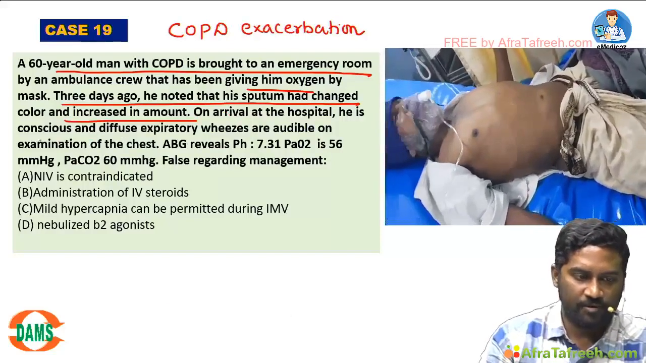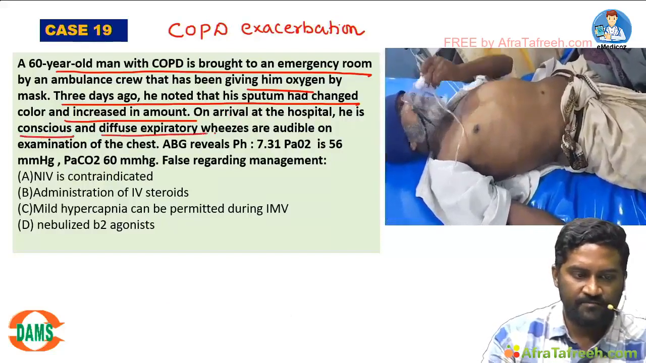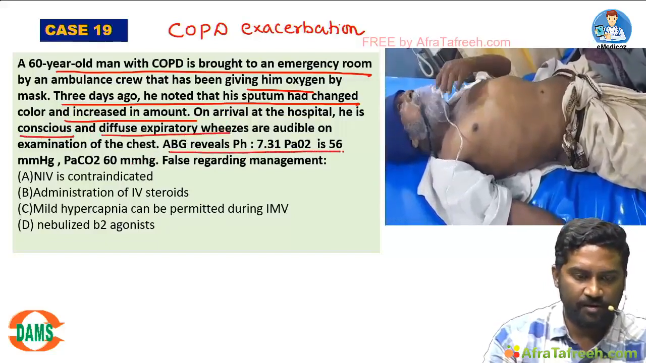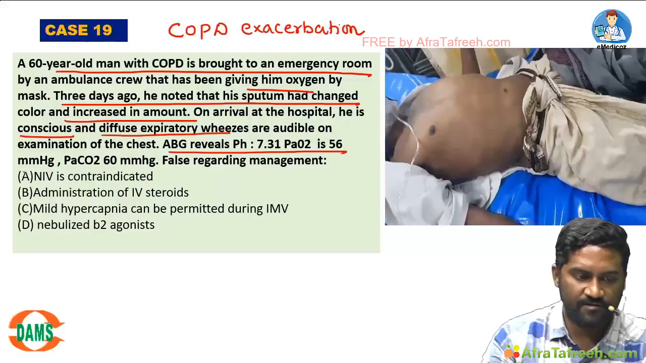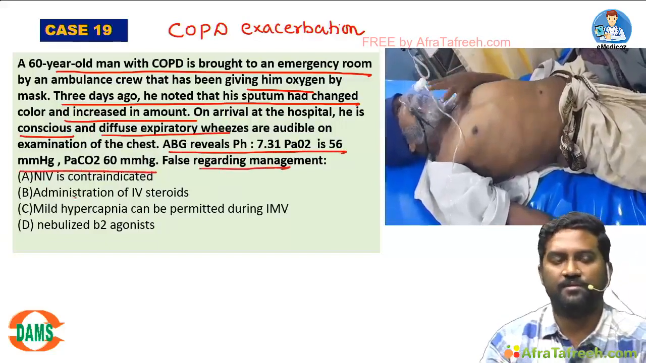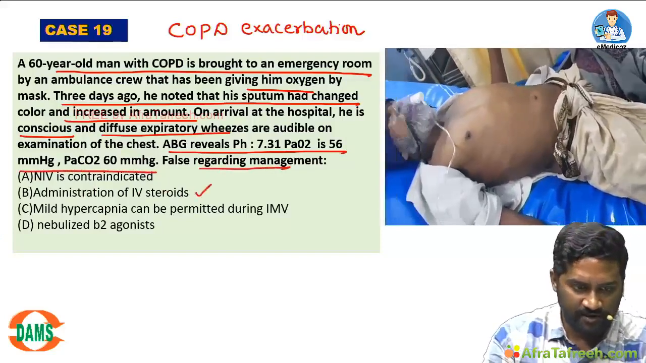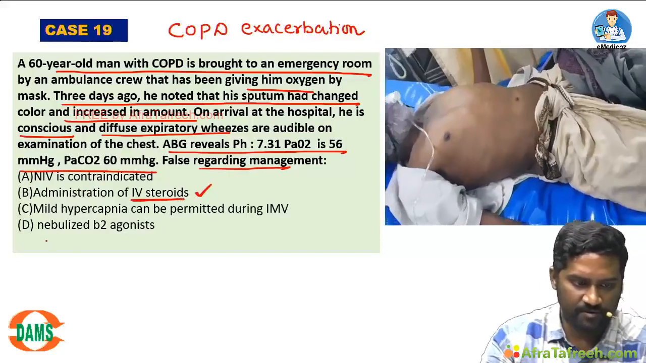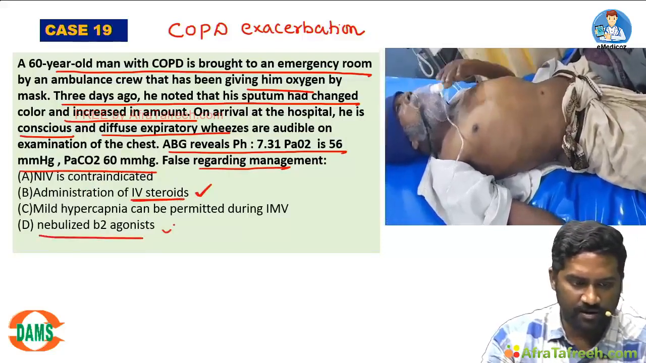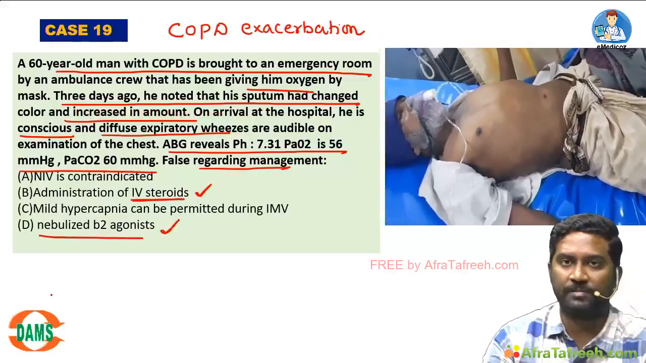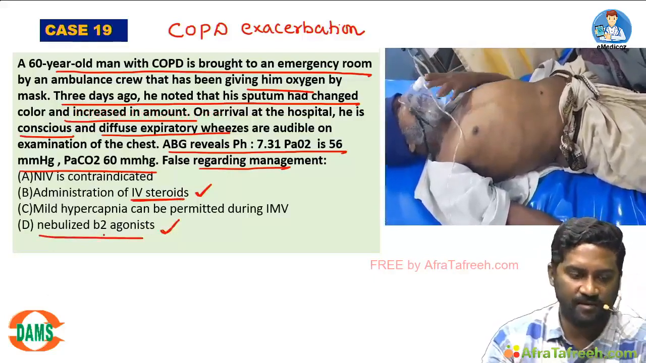On arrival, he is conscious. There are diffuse expiratory wheezes. ABG reveals pH 7.31, PaO2 56, PaCO2 60. Which is false regarding the management? Administration of IV steroids. Because it is exacerbation, you should give IV steroids. Nebulized beta 2 agonist. In exacerbation, you can counter the bronchospasm by nebulized beta 2 agonist.